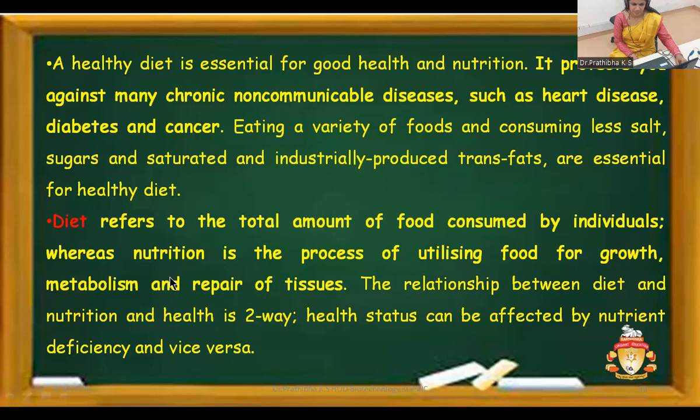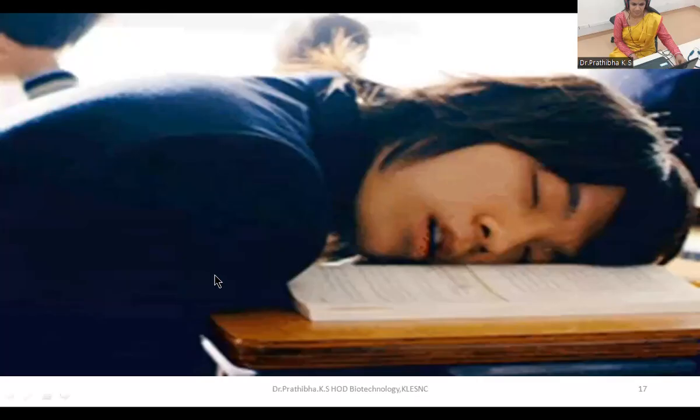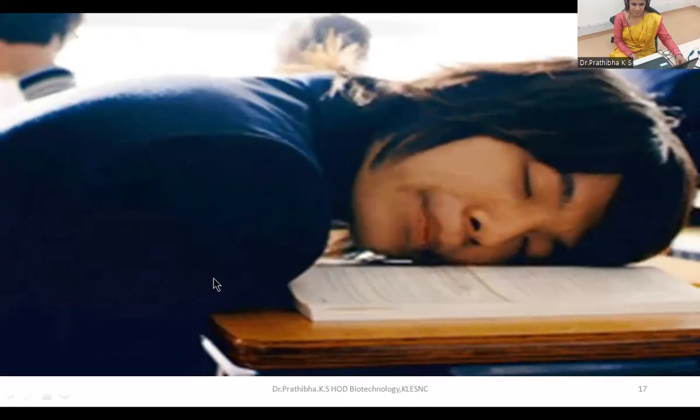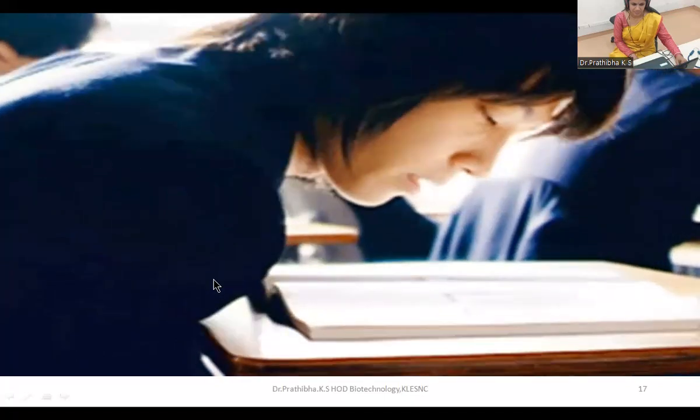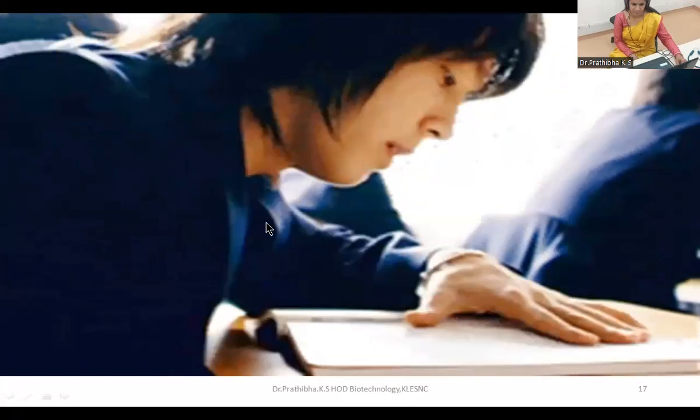Okay, keep in mind the various definitions or meanings of diet. Kindly don't be very sleepy. Kindly focus on whatever I'm telling. Make a note. All these are very important for your internal test. So wake up and study.